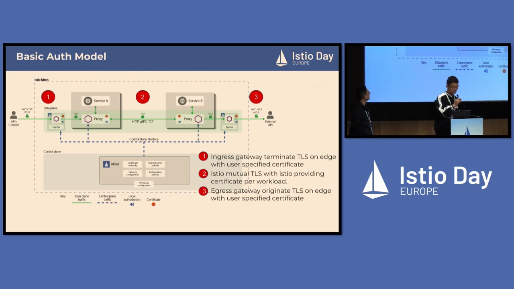OK, let's first introduce the basic authentication model in Istio. I think most of you are familiar with these pictures. The first part is that in our ingress gateway, we terminate TLS on the edge with a user-specified certificate. The second is workload-to-workload communication with mTLS. The third part is that the egress gateway helps us originate TLS on the edge with a user-specified certificate. And we can make use of them on demand.